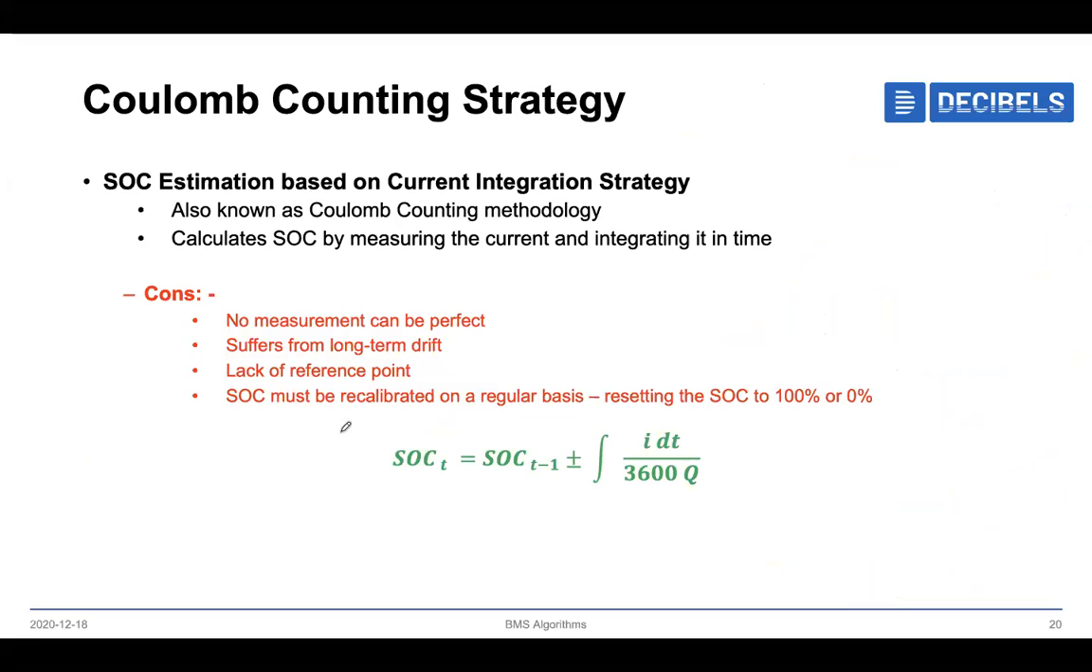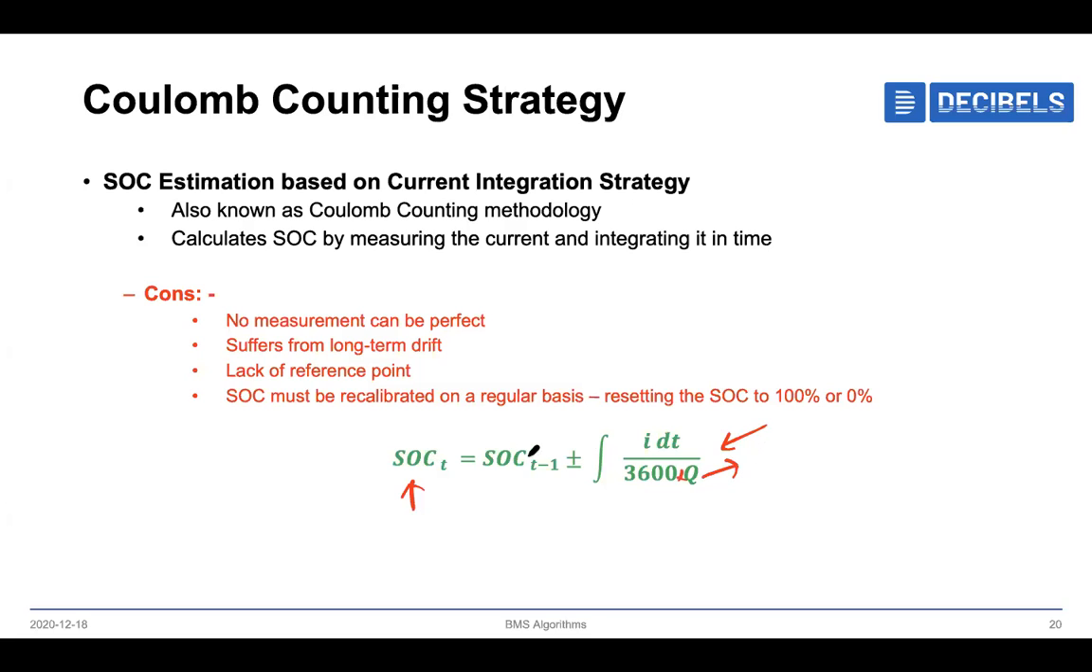And the next one is the Coulomb counting strategy. The name itself is telling us that we are counting some coulombs. Coulomb is nothing but charge, I into T. So we are always counting the coulombs with respect to time, and we are telling that the cell is charged this much percentage or something like that. Okay, so the formula that is used for Coulomb counting strategy is this one: SOC at time t equals SOC at time t minus 1 plus or minus I dt by 3600 into Q. Q represents the nominal capacity of the cell.